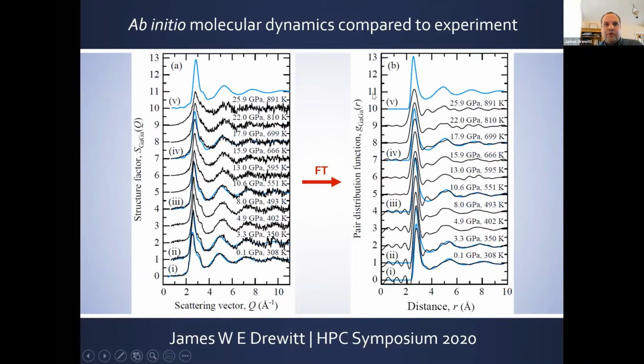The pair distribution function, or G of R functions, give information shown here on the right hand side on the local structure, and this is obtained directly from the simulation box or experimentally via Fourier transform of this measured structure factor.